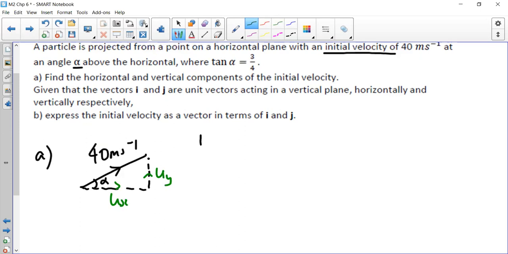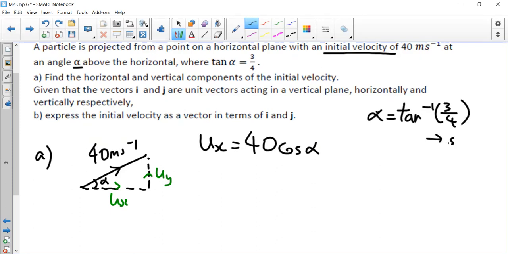So Ux equals 40 cos alpha. Now we're told tan alpha equals 3/4. Two ways you can find alpha. The straightforward way is to do inverse tan of 3/4 and store it in a calculator. That will be the best way, I would suggest.